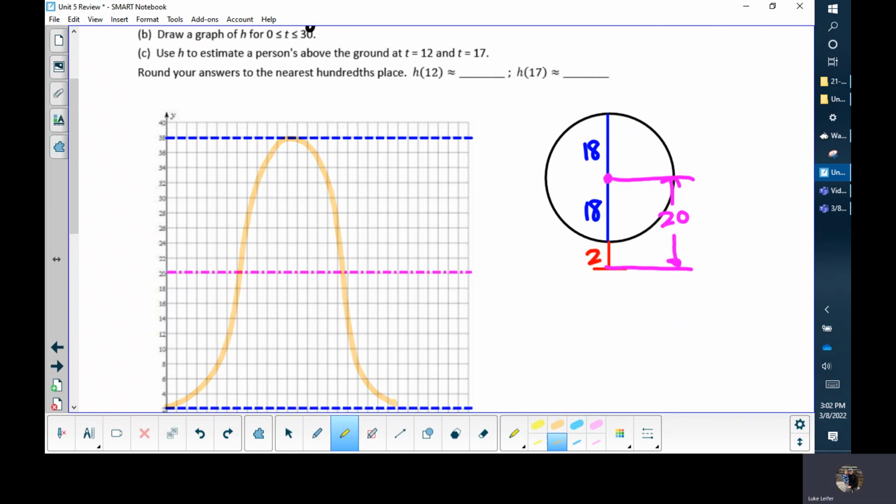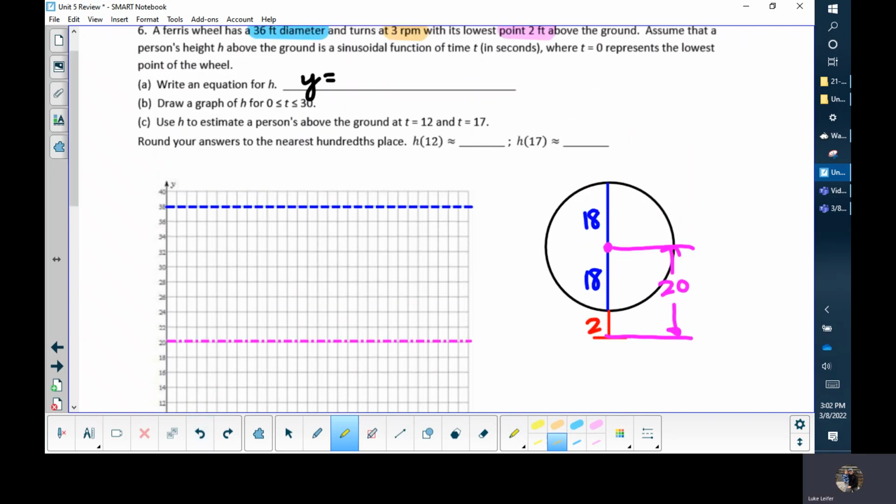That's one full cycle around a Ferris wheel for height. And that graph is negative cosine, flipped cosine. So I know it's got to be negative. I know it's going to be a cosine graph. Whoops, I better throw my amplitudes in there. So 18 goes here.